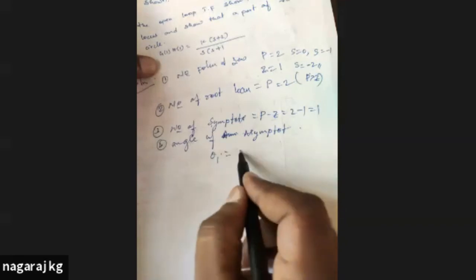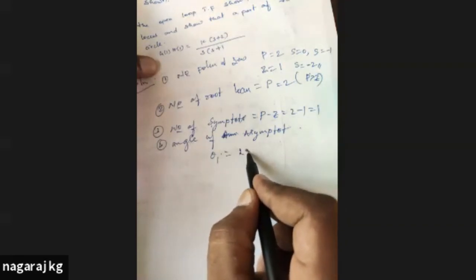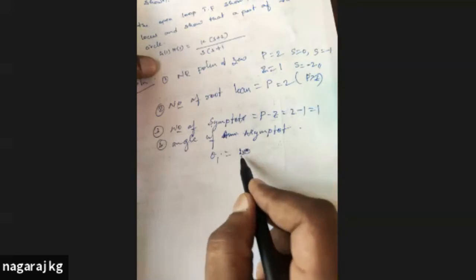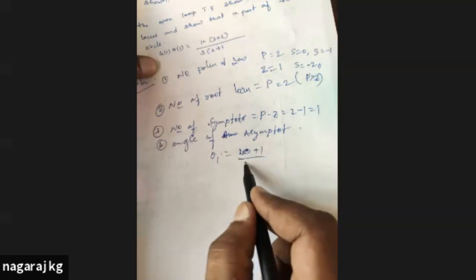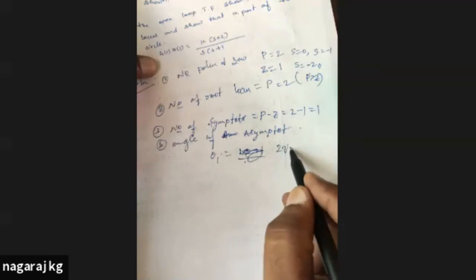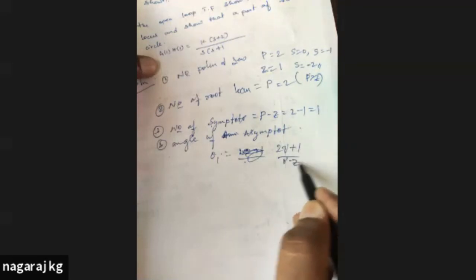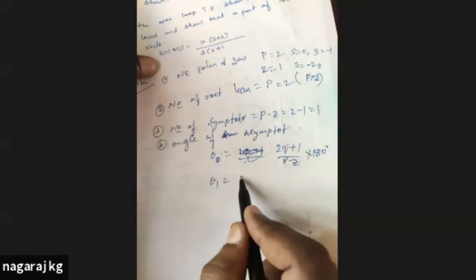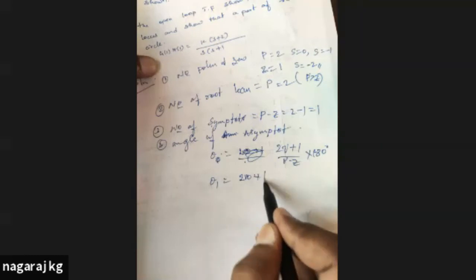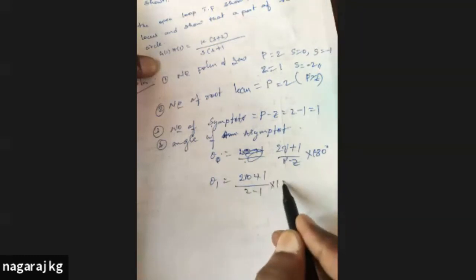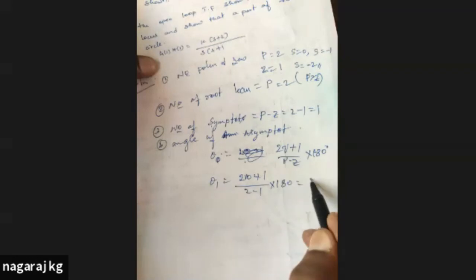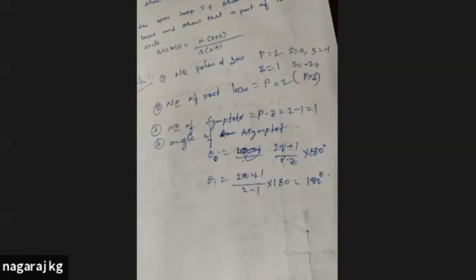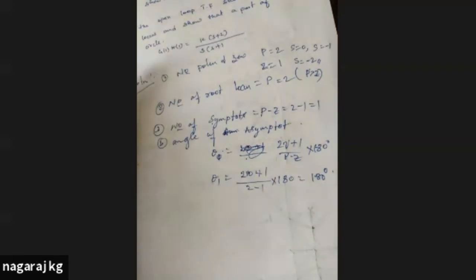Angle of asymptote is equal to theta, only one value. Theta 1 is equal to (2q plus 1) divided by (P minus Z) into 180, where q is 0. So this is the theta value. Theta 1 is equal to (2 into 0 plus 1) divided by (2 minus 1) into 180. That is equal to 180 degrees. That is one asymptote angle.